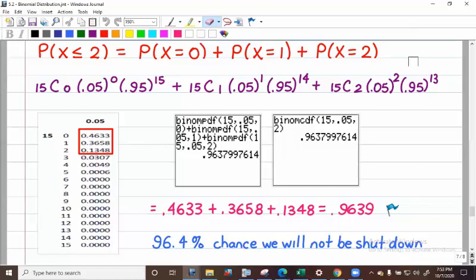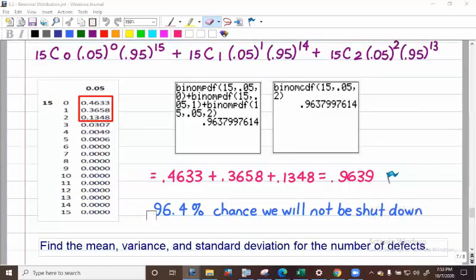Now, of course, the question could say, okay, identify what's the N and the P. Then, if that's all it's asking for, there wouldn't need to be an X. But if it's calculating the probability, there absolutely better be an X. So we've got a pretty strong probability here that we won't be shut down. That's good. Obviously, the higher the percentage, the better.